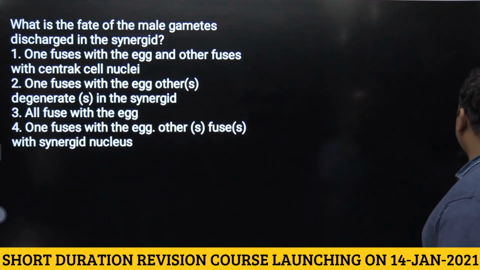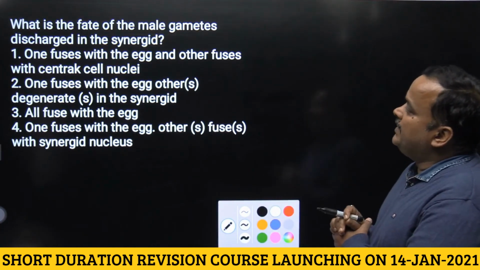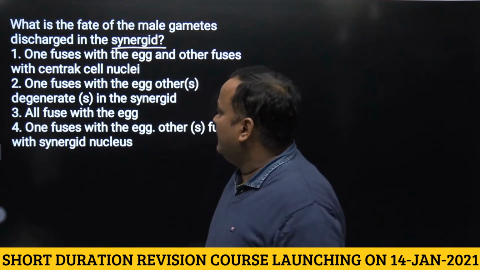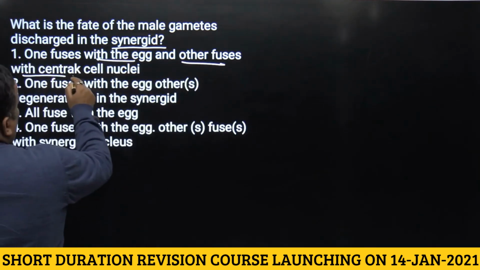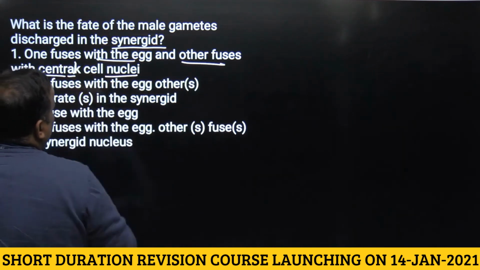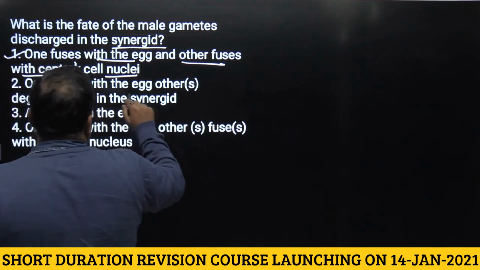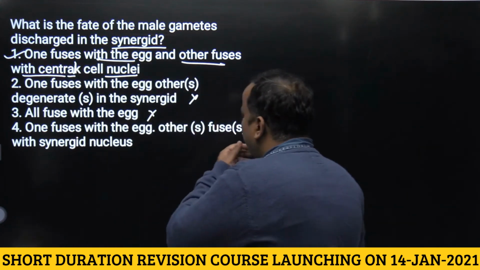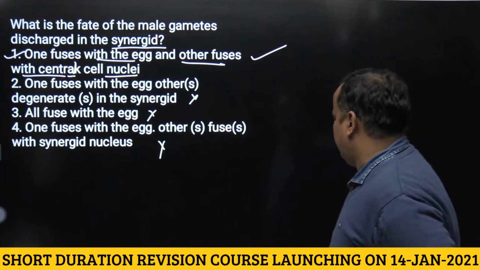Now, first question is, what is the fate of male gamete discharged in the synergid? So two male gametes are discharged. One fuses with the egg, true, and other fuses with central cell nuclei. That is two polar nuclei which is present, which is referred as triple fusion. So this is true. Second choice is one fuses with the egg, other degenerates. Not true. Third, all fuses with the egg. Not true. One fuses with the egg, another fuses with synergid nucleus. Not true. So correct answer will be first.